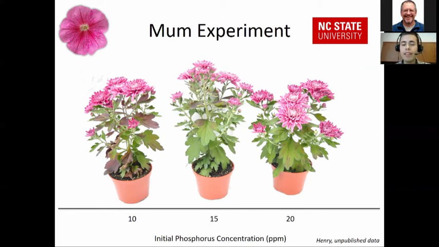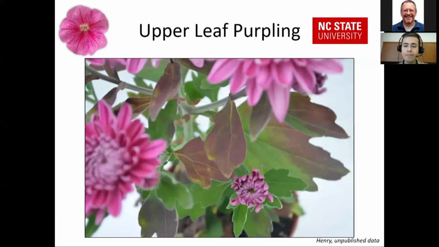And you can see that the plant that was grown with an initial concentration of 10 parts per million phosphorus had very, very severe purpling of the lower leaves. And the plant that was grown with 15 parts per million initial phosphorus also had some purpling, but it was mainly on the upper leaves. You can see that the lower leaves are still green and healthy.